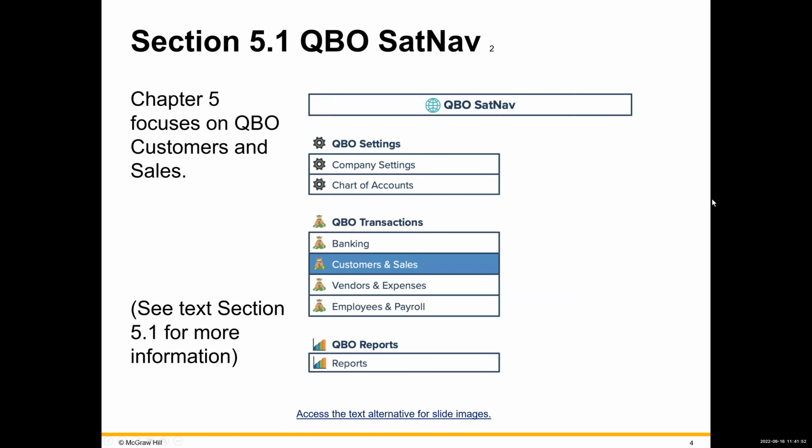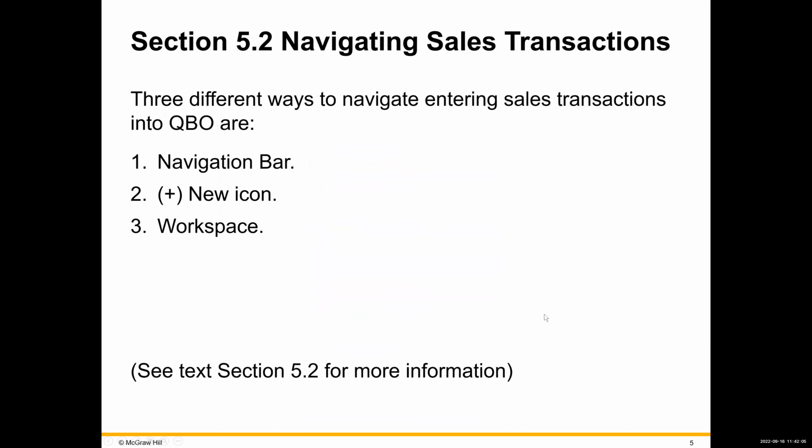As far as our SAT nav illustration, notice that we're focusing on transactions and specifically customers and sales. There are 3 different ways to navigate entering sales transactions. First, you can use the navigation bar, the new icon button, and then the workspace. And we'll go over each.